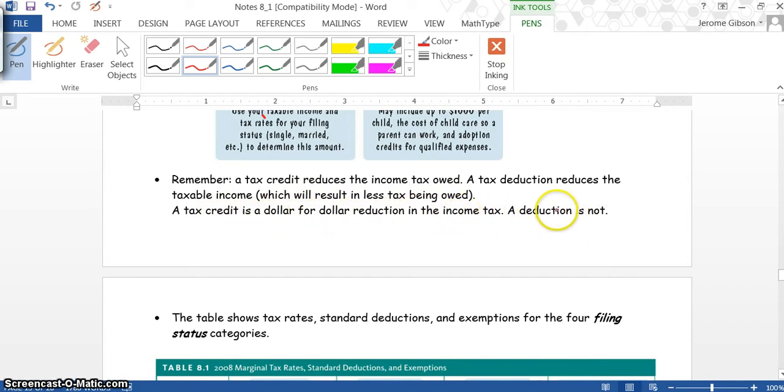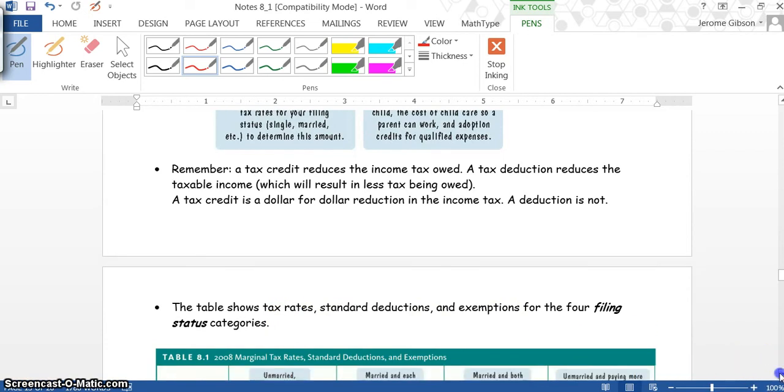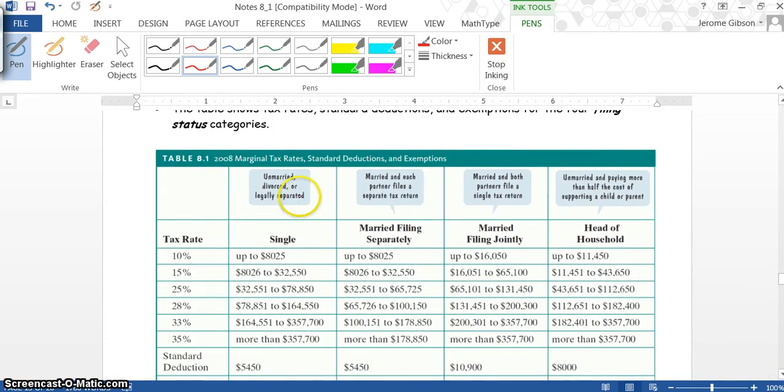A deduction is not. It says the table shows tax rates, standard deductions, and exemptions for the 4 filing status categories. We see here the unmarried, divorced, or legally separated. Married, partner files a separate return. This right here is you filing jointly. And then here, unmarried and paying more than half the cost of supporting a child or parent as head of household.